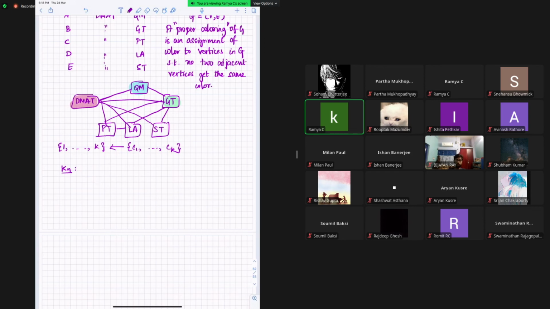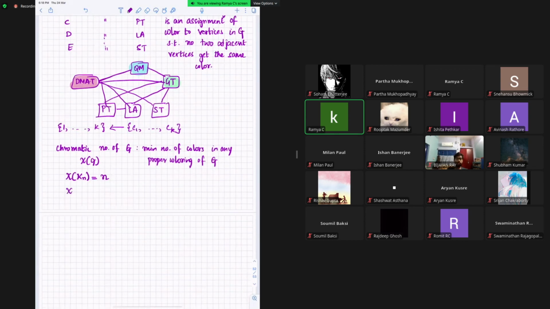So this number is called the chromatic number of a graph. What is the chromatic number of G? This is denoted by chi of G. It's the minimum number of colors in a proper coloring of the graph. So what we just argued is that chi of Kn is equal to n.